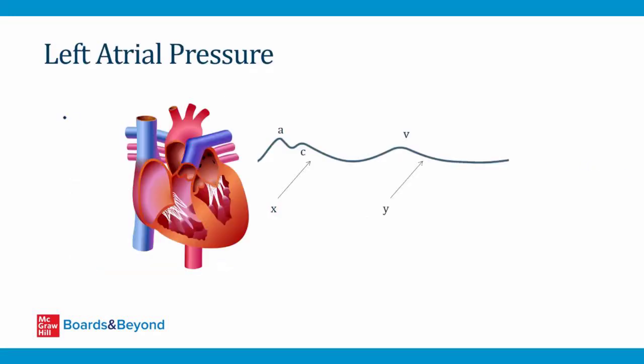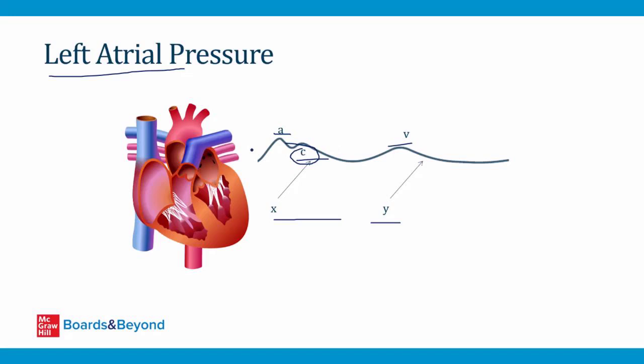And then I just want to finish with this slide and let you know that the pressure in the left atrium also goes up and down, just like the pressure in the right atrium, and creates an A wave, a C wave, a V wave, and an X and a Y descent. In this case, the C wave is caused by closure of the mitral valve, not the tricuspid valve, but otherwise the waves and the descents are all the same.